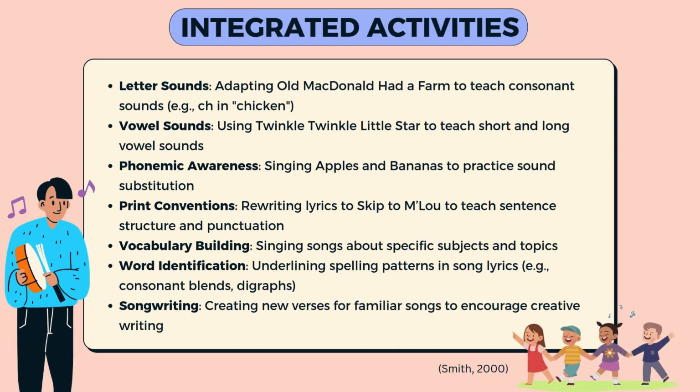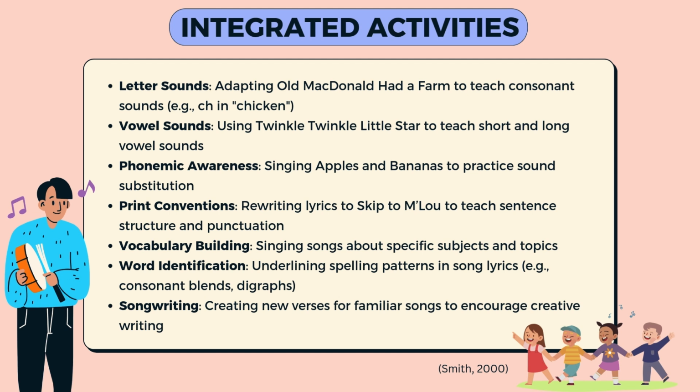Now we are going to look at some specific and integrated activities. So looking at letter sounds, you could adapt Old MacDonald Had a Farm in order to teach consonant sounds. For example, the CH sound, ch, in the word chicken. For vowel sounds, you could use Twinkle Twinkle Little Star to teach short and long vowel sounds.